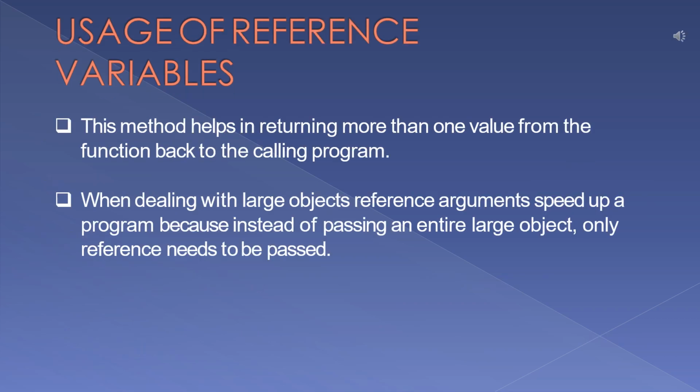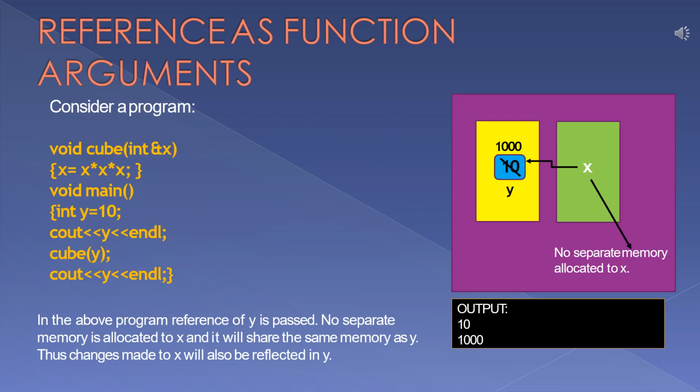Now, a reference variable is used when you want to return more than one value from a function. You can also return large objects and arrays. All these are done using reference variables. Now we'll see a small example of how you pass an argument as a reference variable. The function cube takes an argument as a reference, int &x, and you're changing the value of x to the cube of x.